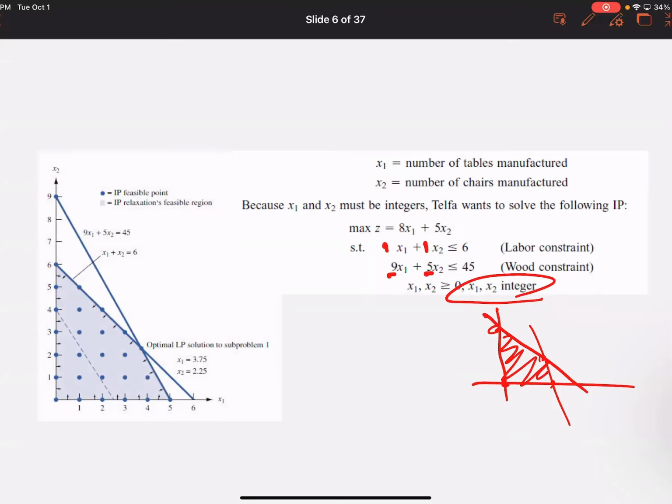As you see, this is how the feasible region looks. Your feasible region, in fact, is only these points, not the shaded area. Because the variables are all integer, you only look at these points. And this optimal point for the relaxation, LP relaxation, happens that it's not integer. 3.75, 2.25. So it's not useful. So how does branch and bound work?